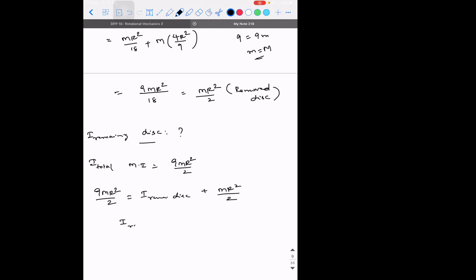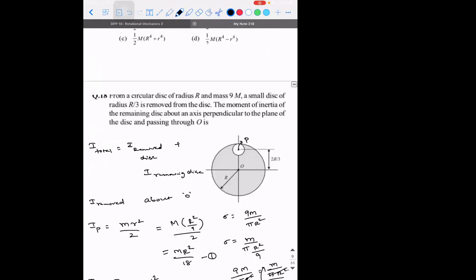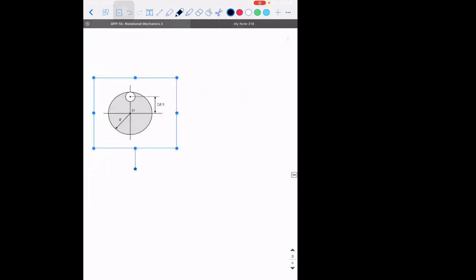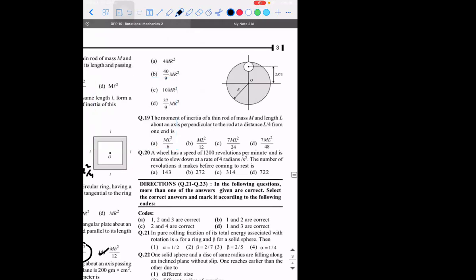So what will be the moment of inertia of the remaining disk? Sorry, yes, 8MR² by 2. That is 4MR², correct. So is there an option for 4MR²? Yes, it is 4MR².